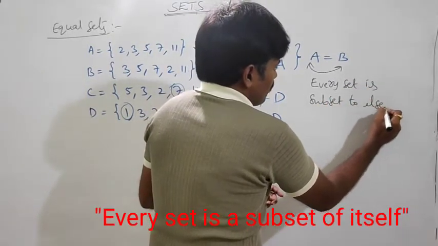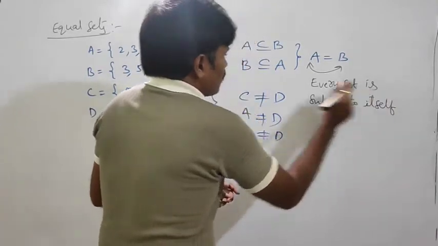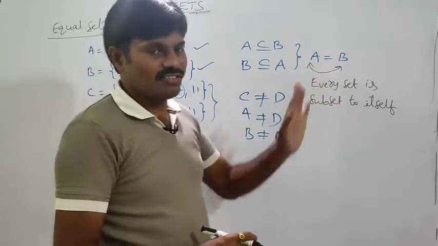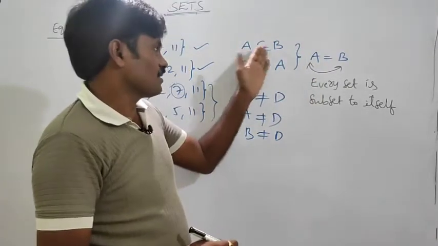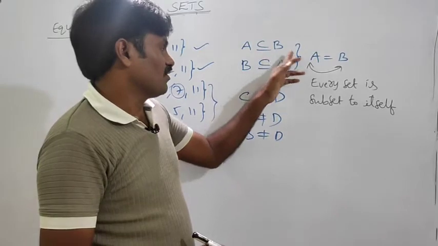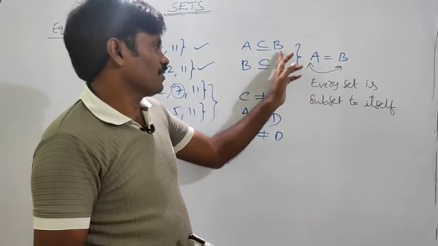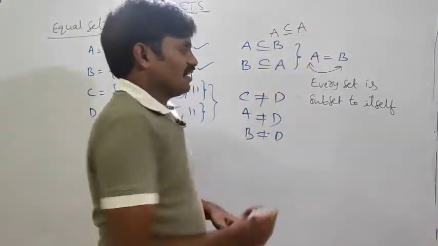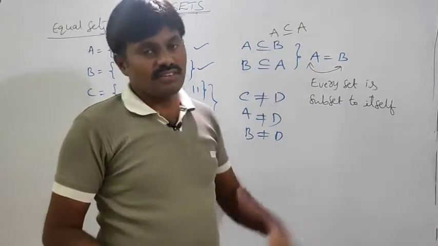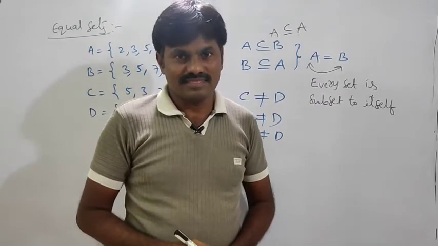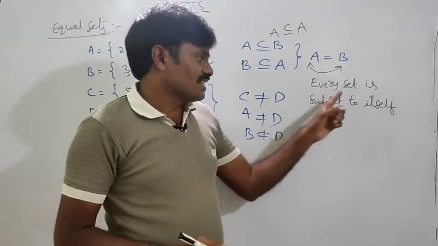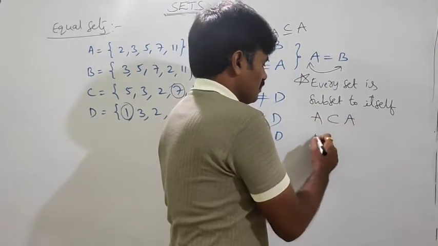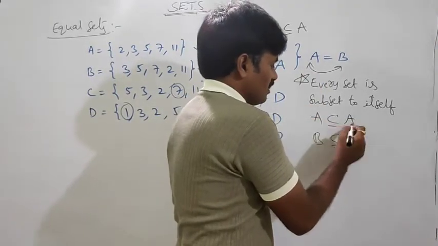is a subset of itself. Am I correct or not? Because these two are equal. Nothing but A is equal to A or B is equal to B. Since A is a subset of B and B is a subset of A, and since A is equal to B, I am replacing B by A, then it becomes A is a subset or equal to A. That means every set is a subset of itself. It is a most important point. That means A is a subset of A, B is a subset of B, like this.